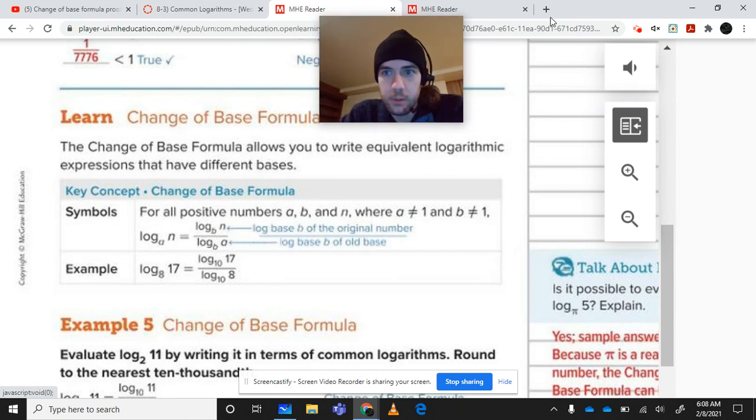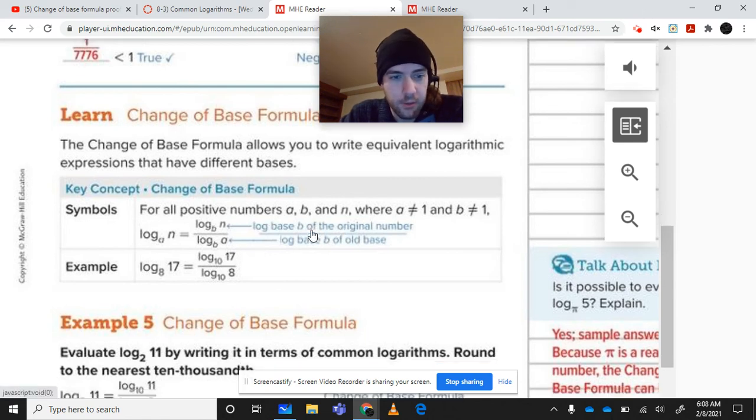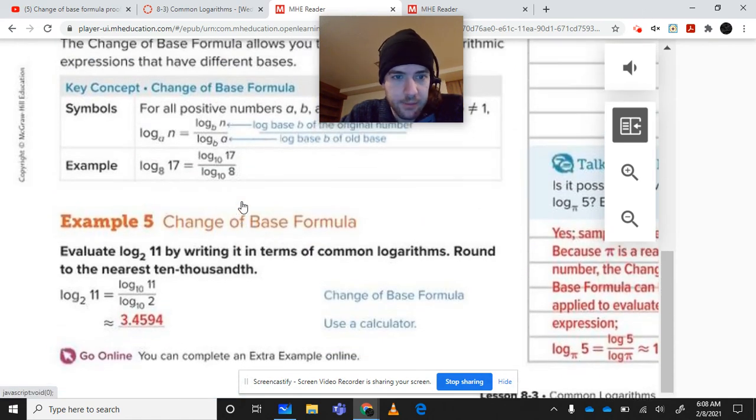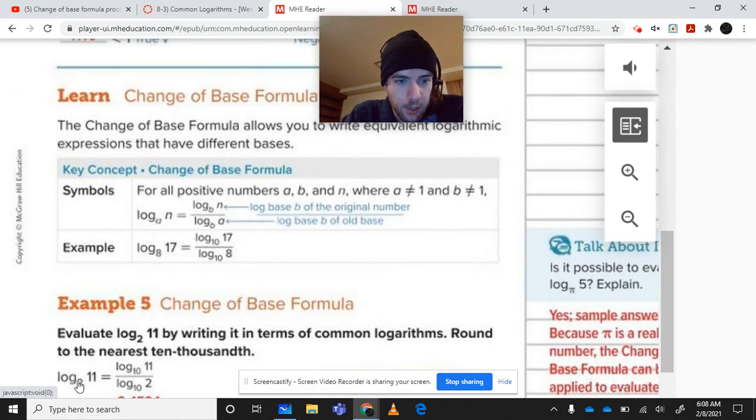Okay, so in the next video, you can watch that from Sal Khan and get a good explanation for how that change of base formula comes about, where it comes from. And then in the following video, we'll work with that in order to try to evaluate some non-common bases.